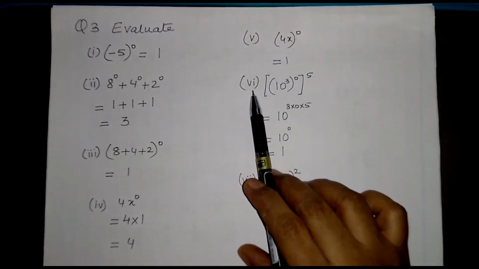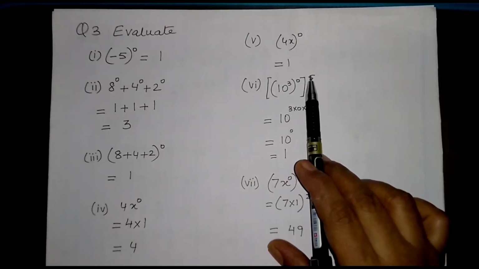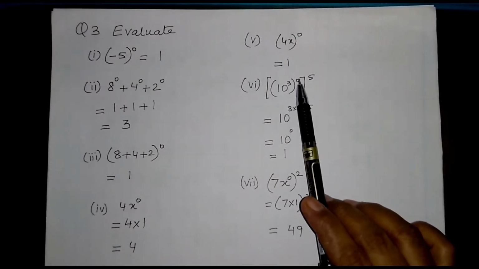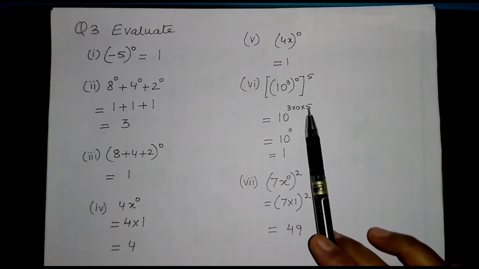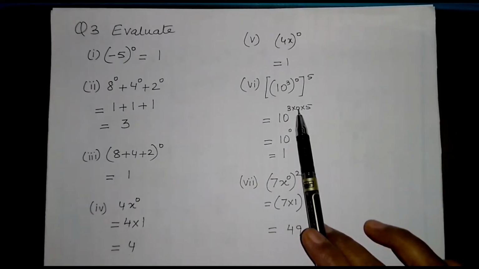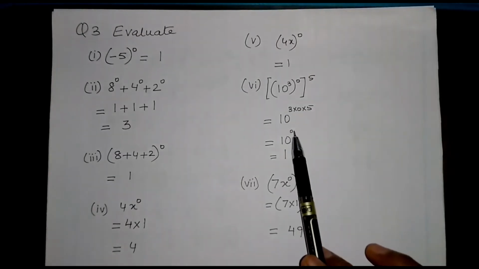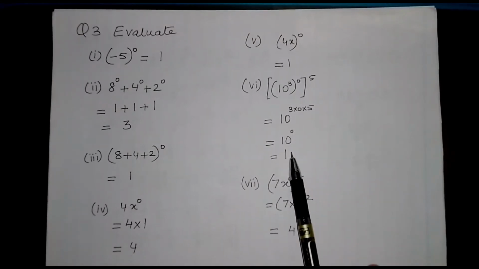In our next sum, we have 3 powers which are to be multiplied. Now 3 into 0 into 5. Okay, so you all know that any number multiplied by 0 is 0. So if we multiply these 3, we have 0 here, and anything raised to the power 0 is 1.